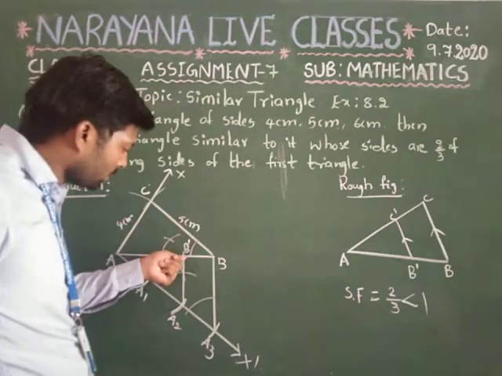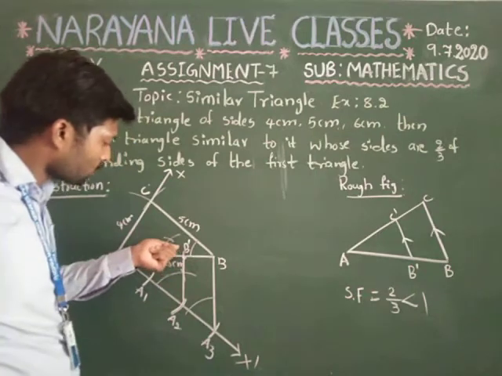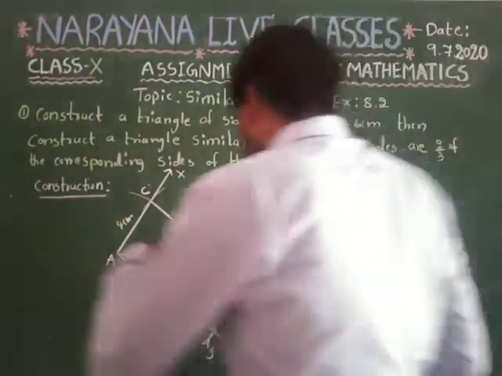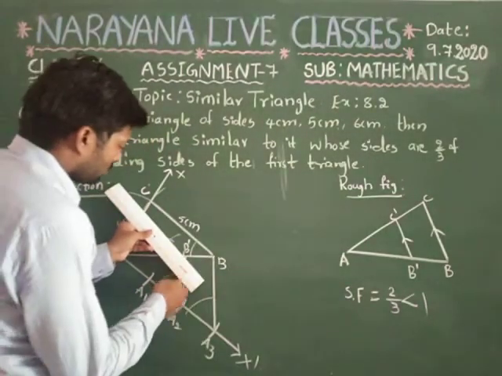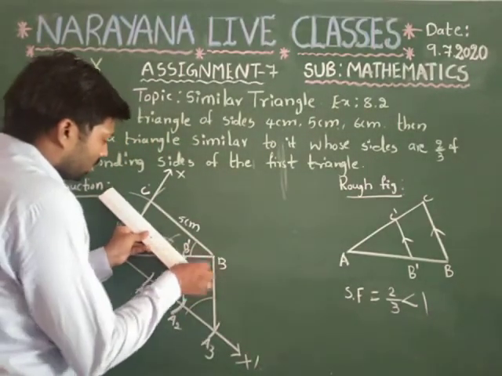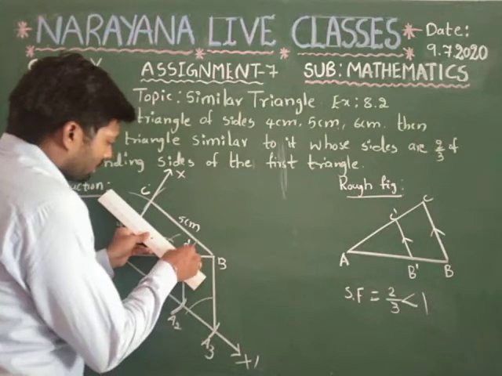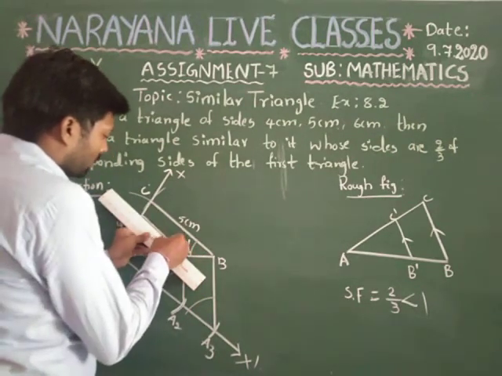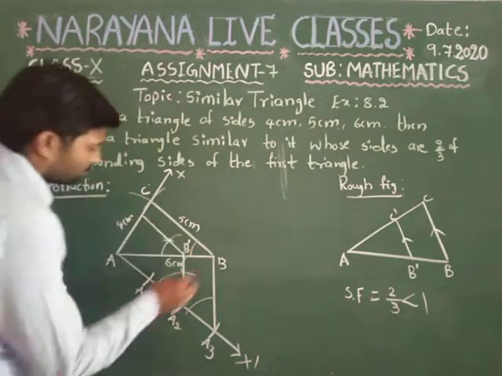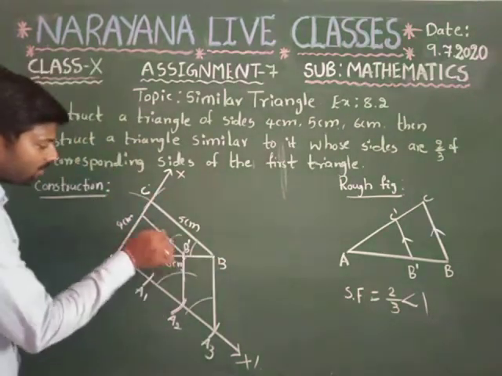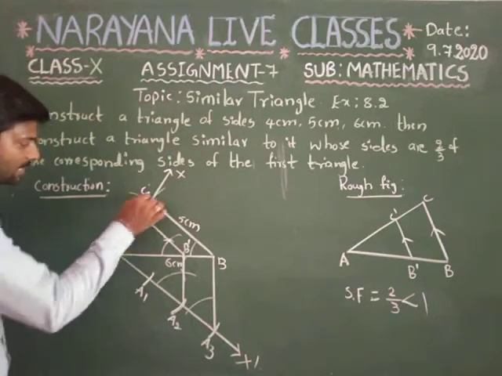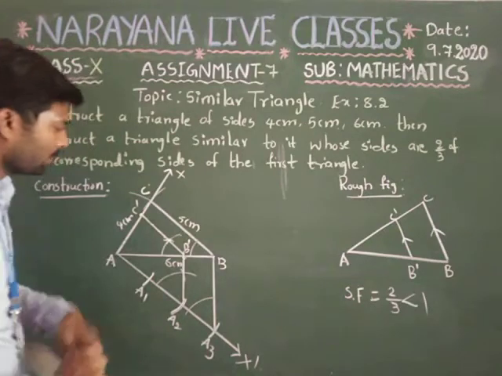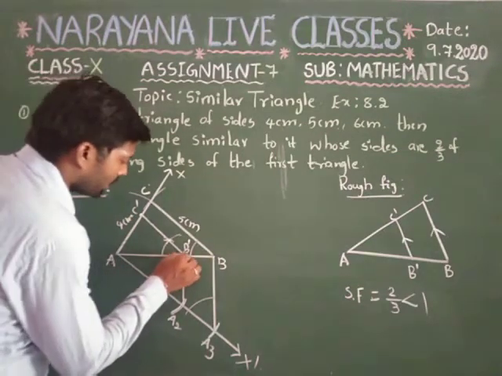Now you have to join the line from B dash which passes through this point. Let's draw this one. And this line is exactly parallel to the line BC. And this line will intersect AC at one point. Let me take that point as C dash. What about this point? It is B dash.